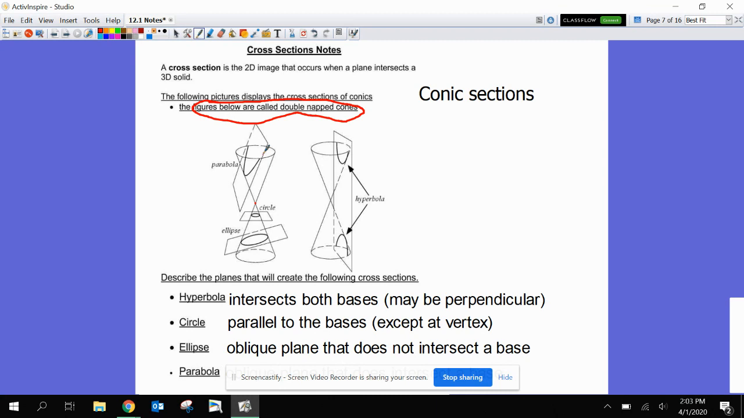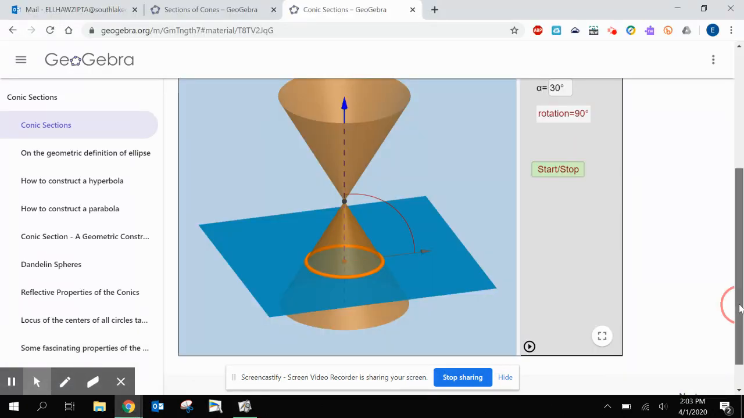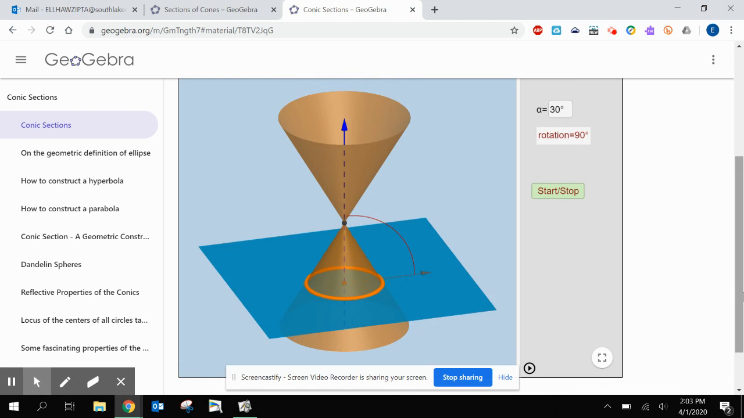And so when you have a double napped cone and you start doing cross sections of a double napped cone, you're going to get these special conic sections. And so now let me go back to the visualization here and the animation. So what I've got here is a plane. It's a blue plane, and it is parallel to the bases. And what that does is it creates this cross section here in orange, and that's the circular cross section. And so on your notes, we wrote down how do we form a circular cross section by having a plane that's parallel to the bases. All right, so that's where this circular cross section comes from.